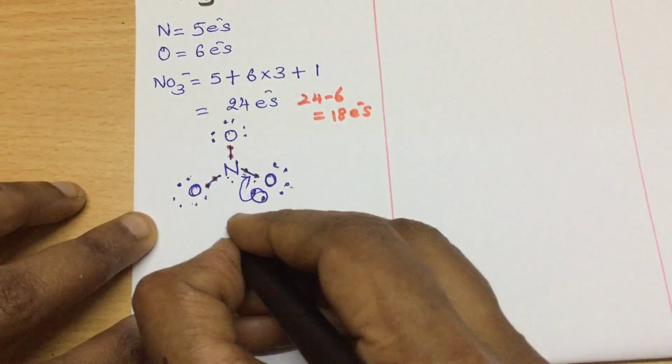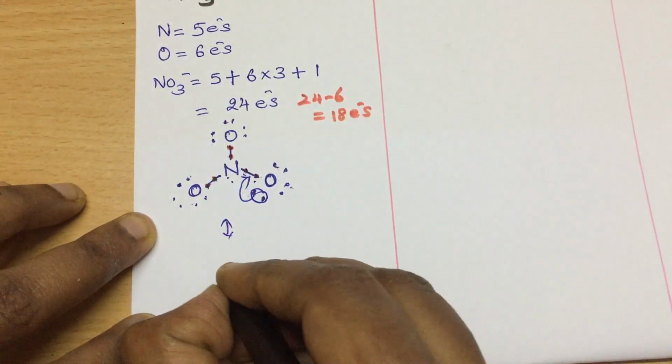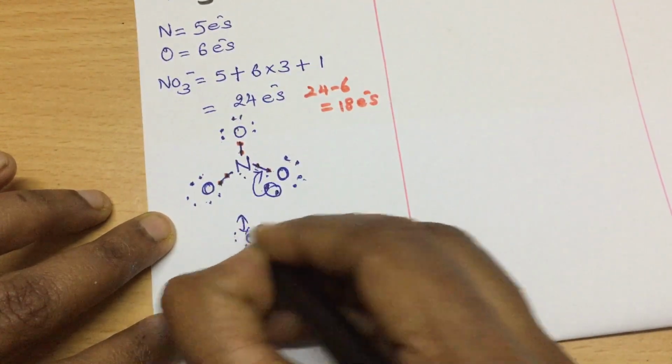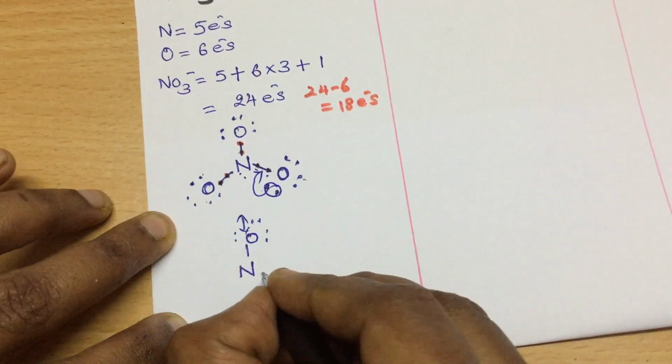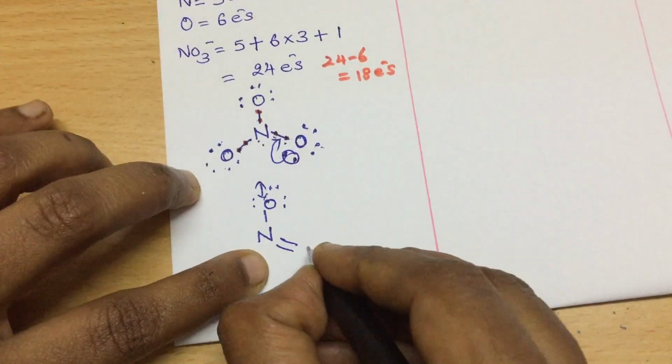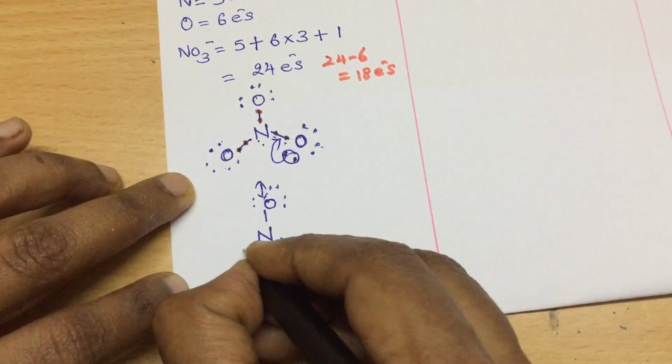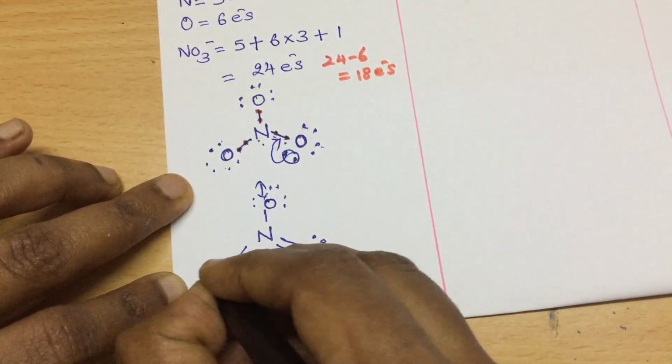So how will the structure become? So this is the nitrogen. Okay, so the oxygen is surrounded by, I have shifted, so the remaining electrons will be here. So this is the oxygen.